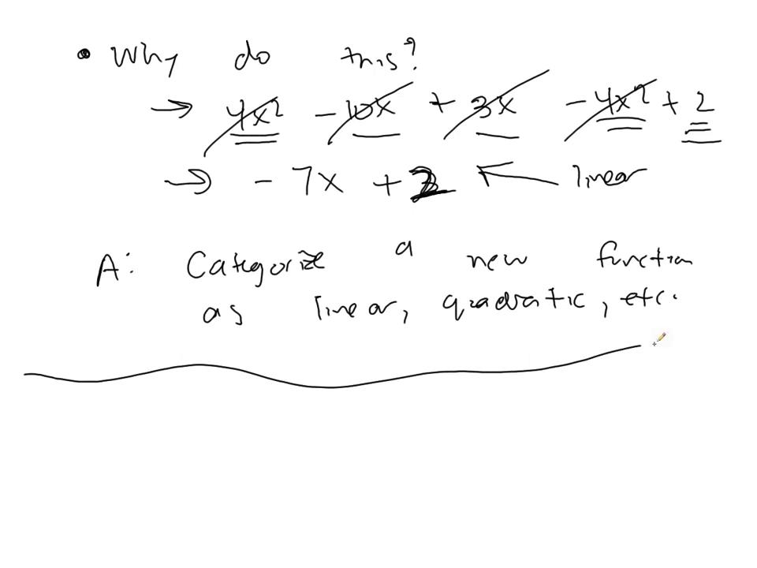Okay, so distributive property. Distributive property is very useful because, again, it allows us to do this exact same thing, categorize a new function as linear, quadratic, etc.